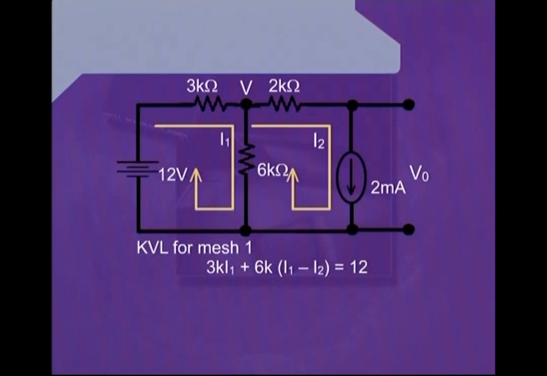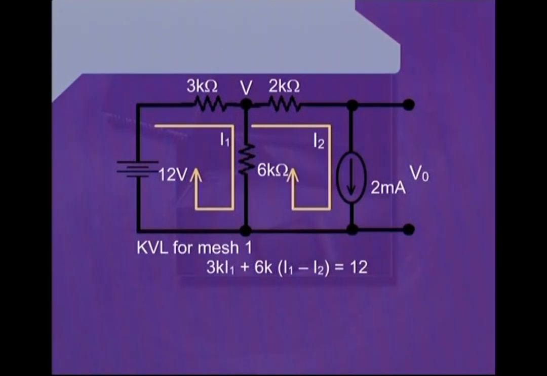Now, when we have reached this point, we will be looking downwards and we see that there exists a 6 kilo ohm resistance. And because the 3 kilo ohm and 6 kilo ohm resistance up to this mesh are in series with each other, therefore, in the same direction, current I1 will be passing through the 6 kilo ohm resistance.